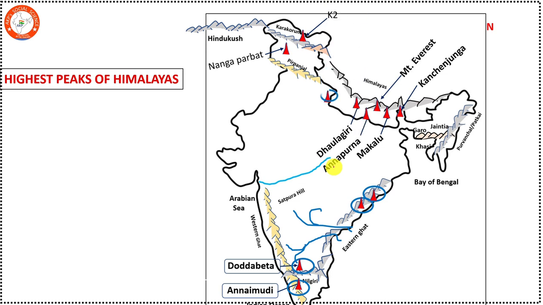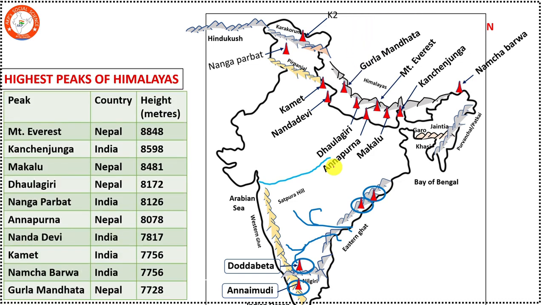The seventh highest mountain peak of the world is Nanda Devi. The eighth highest is Kamet. The ninth highest peak is Namcha Barwa. The tenth highest mountain peak is Gurla Mandhata. Now see the mountain peaks, which country they lie in and what their heights are.